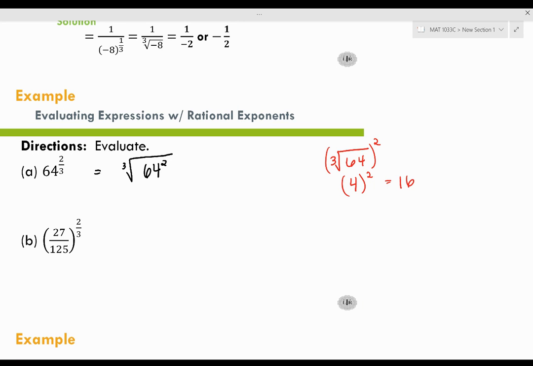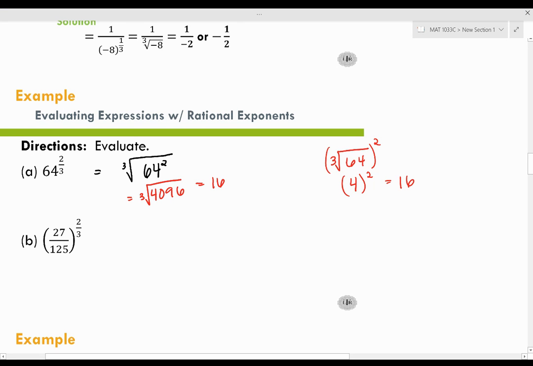You have your calculator for the most part, so if you wanted to use it, that's completely fine. If you wanted to do 64 squared, that's the same thing as 4,096. And then if you wanted to take the cube root of that, that would also give you 16. So either way you do it, you're going to get the same answer. All right, let's look at the second one.